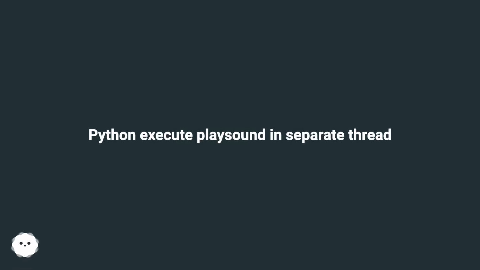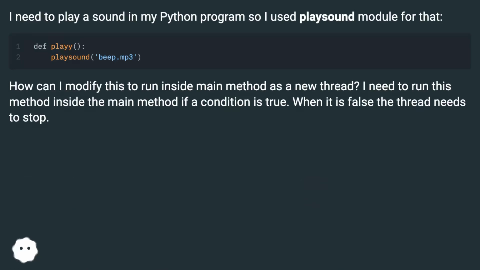Python execute play sound in separate thread. I need to play a sound in my Python program, so I use playsound module for that. How can I modify this to run inside main method as a new thread? I need to run this method inside the main method if a condition is true. When it is false, the thread needs to stop.